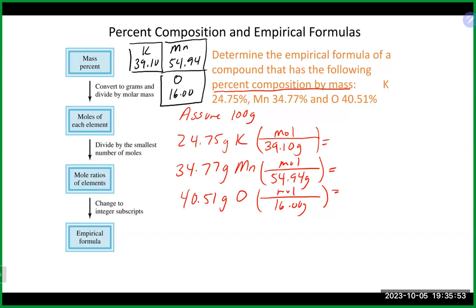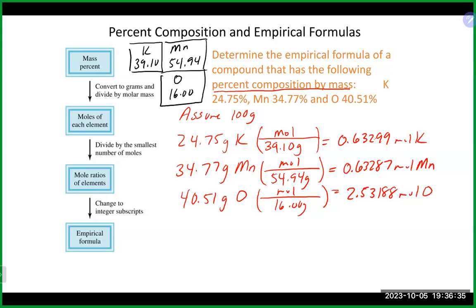So taking 24.75 and dividing it by 39.10 gets us 0.63299 moles of potassium. 34.77 divided by 54.94 gets us 0.63287 moles of Mn. And lastly here, 40.51 divided by 16. Again, I'm not rounding too much here, so we don't get a little bit of rounding error at the end. Taking it to a few extra digits does not hurt in this case.